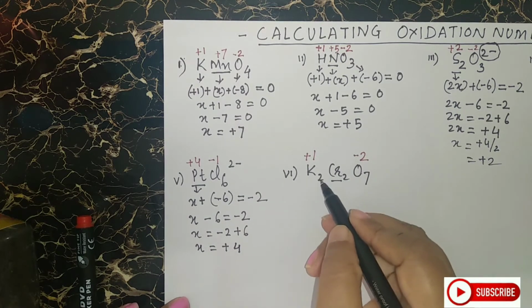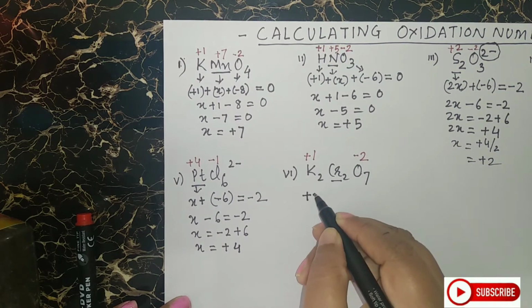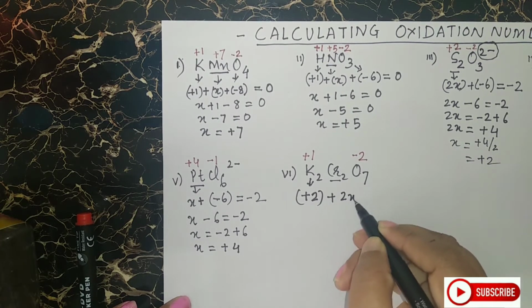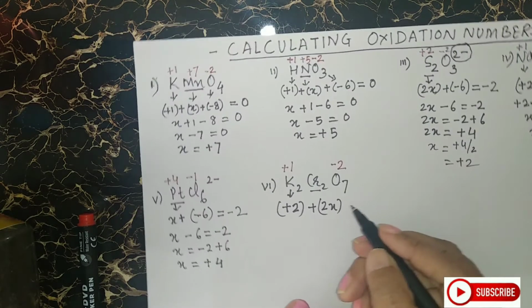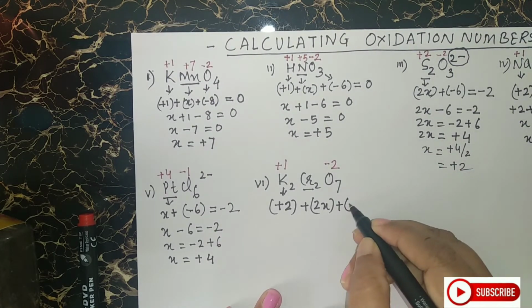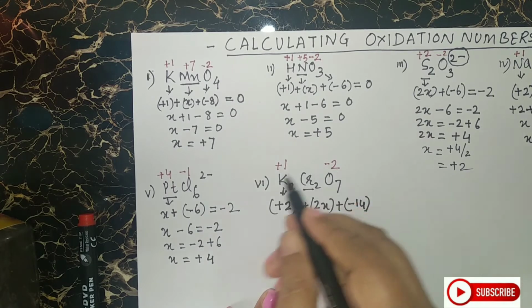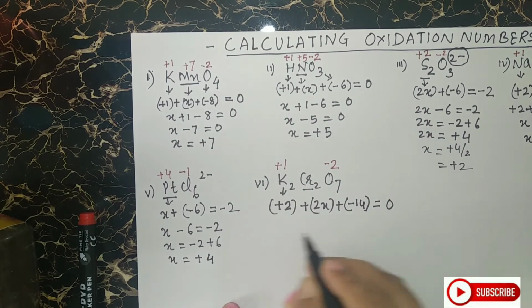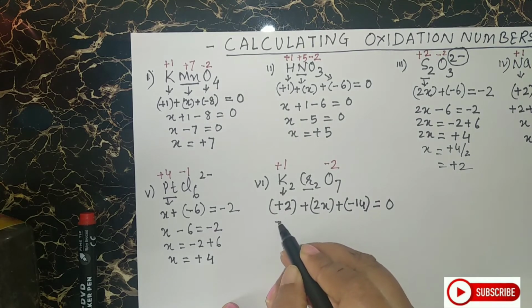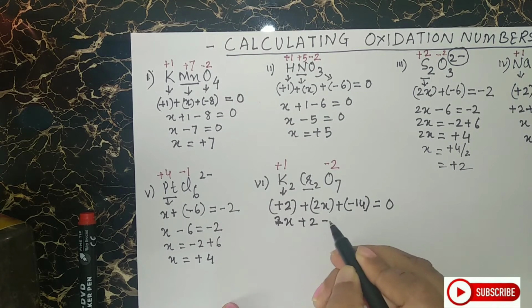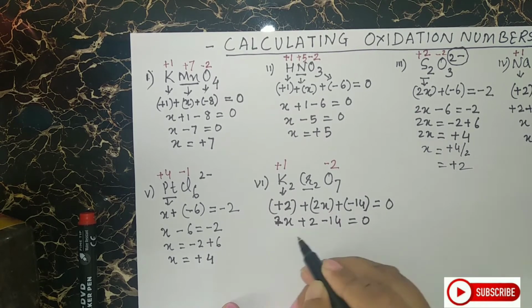Plus 1, but there are 2 potassium, so it will contribute plus 2 here. Plus 2x now, because there are 2 chromium atoms. And this will become 7 2 times is 14, so it will be minus 14. As the molecule is neutral, the total must equal 0. Let us do the calculation. I'll take this as 2x plus 2 minus 14 is equal to 0.